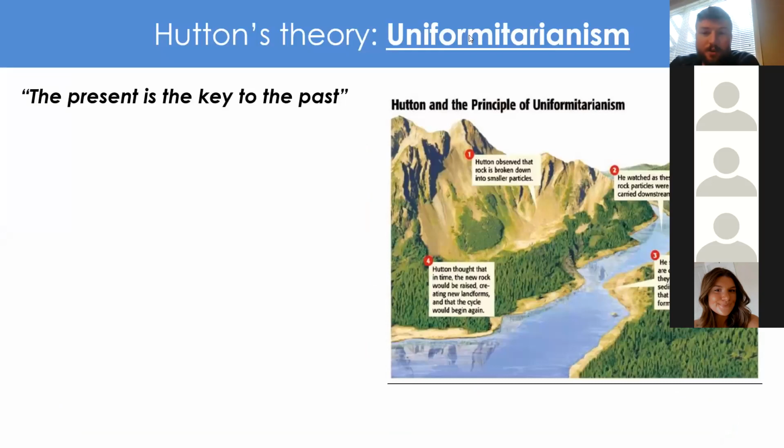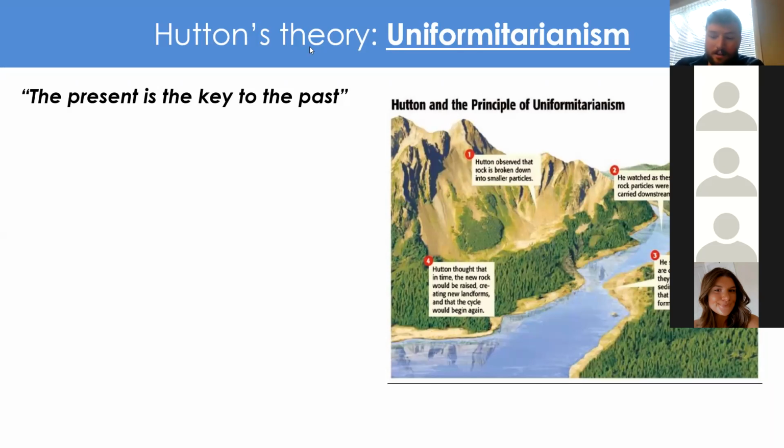So he came up with the idea of uniformitarianism, this key geologic theory where the present is the key to the past. The same things that are happening on Earth today happened 1,000 years ago, happened 10,000 years ago, happened several million years ago. So if we can understand what's going on today, we can understand what happened in the past and vice versa. So by studying these things, we can understand how things worked.